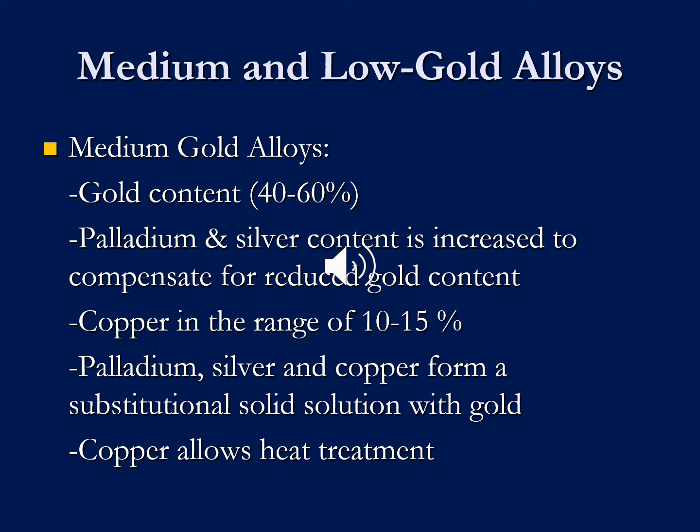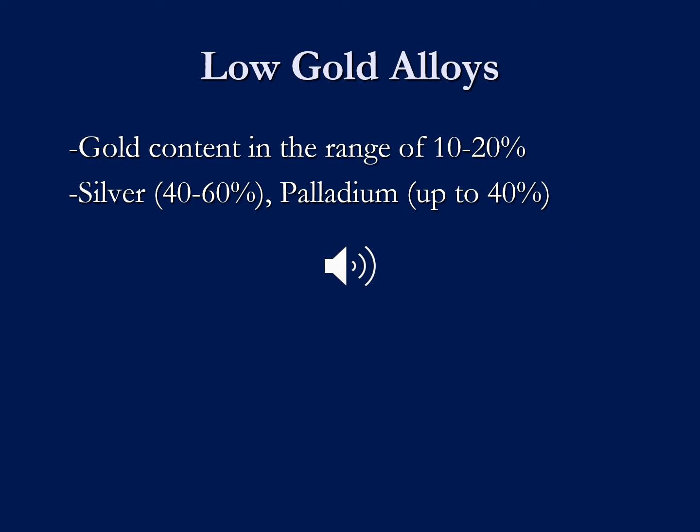Palladium is added to counteract the tendency of the silver to tarnish, and the copper allows heat treatment. The low gold alloys have gold content in the range of 10 to 20%, and the silver content from 40 to 60%, and the palladium up to 40%.